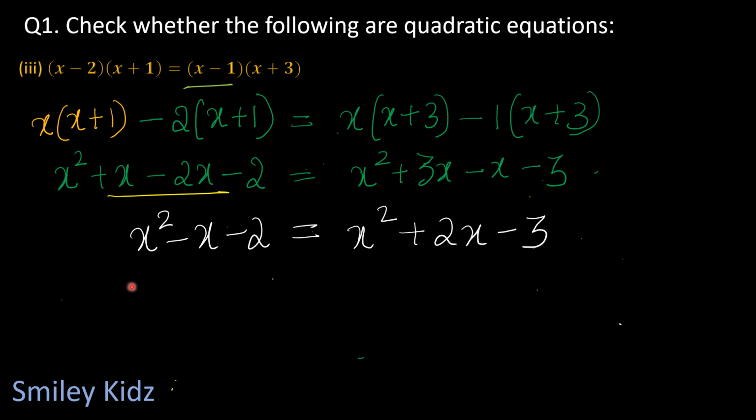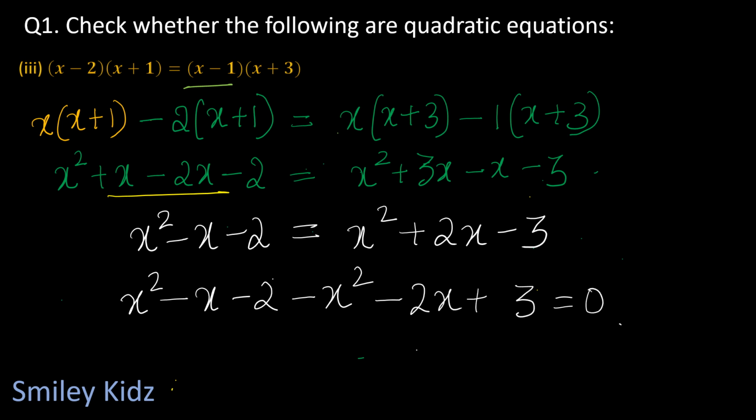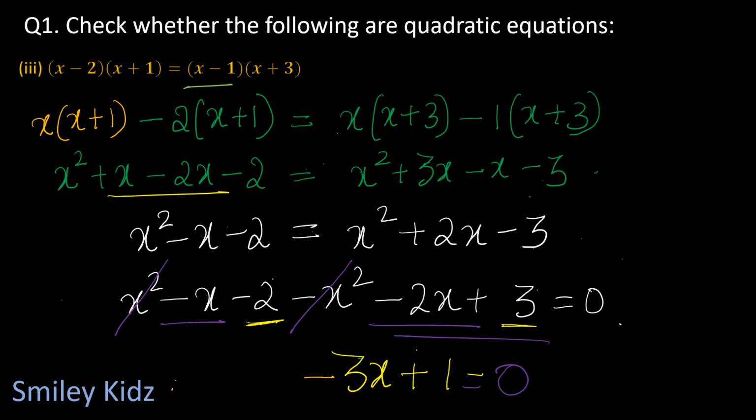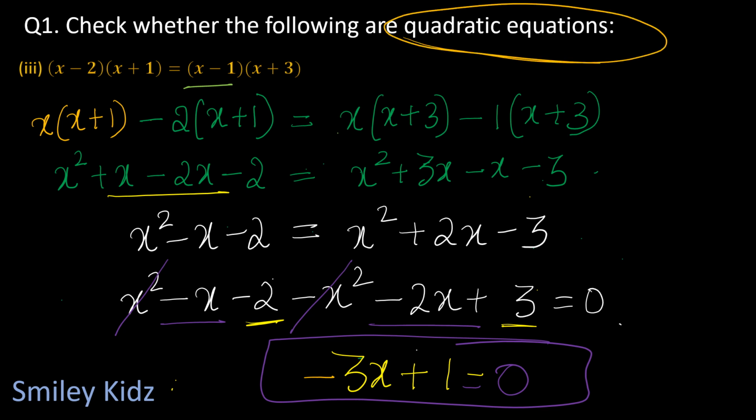Now, you're going to take the entire RHS to LHS. So it's going to be x square minus x minus 2 minus x square minus 2x plus 3 equals 0. Now here minus x square and x square get cancelled. You'll be left with minus x minus 2x, which is minus 3x, and then minus 2 plus 3, which is plus 1, equals 0. So this is the equation we arrived at. And you're able to clearly observe that this equation is not a quadratic equation because its degree is not 2.